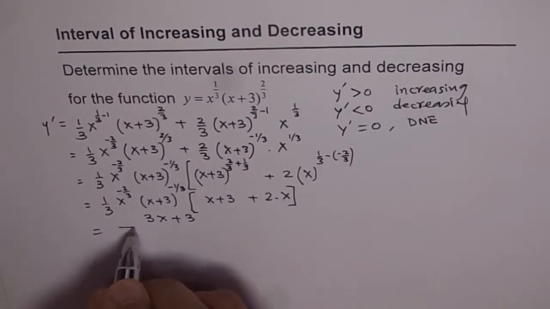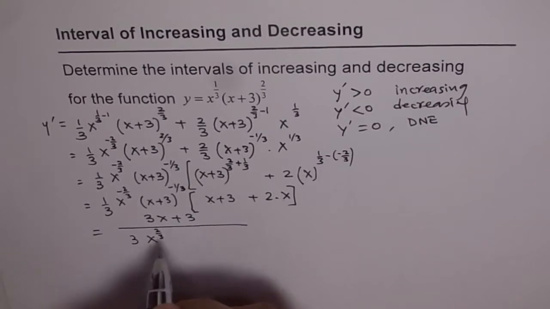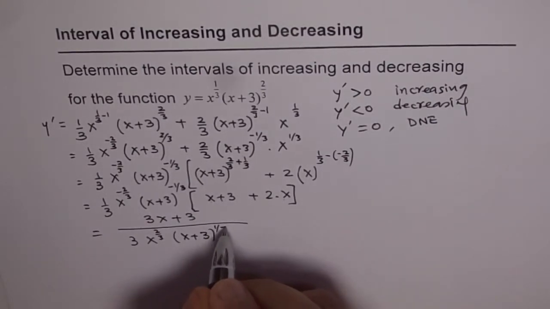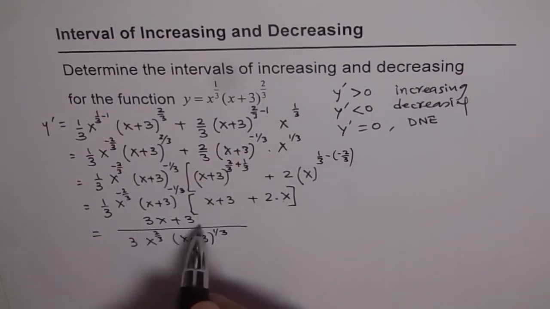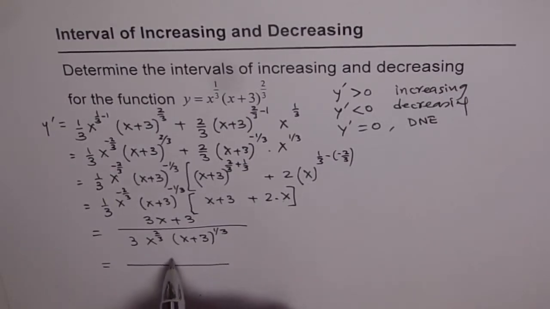In the numerator, and the denominator is 3, x to the power of 2 over 3, and x plus 3 to the power of 1 over 3. Do you see that? It is this simple. And now we can take 3 common and simplify it further. That's the beauty of this question.